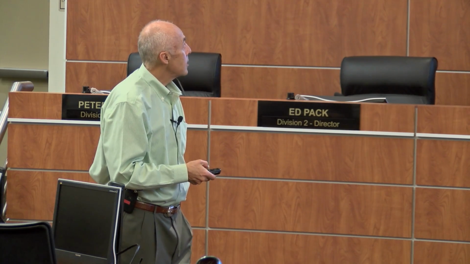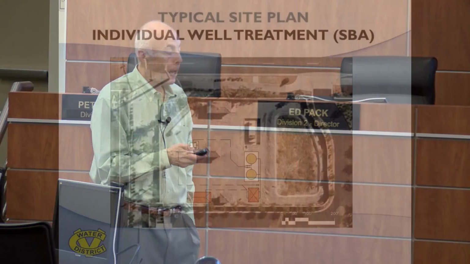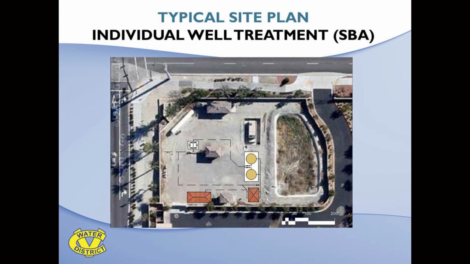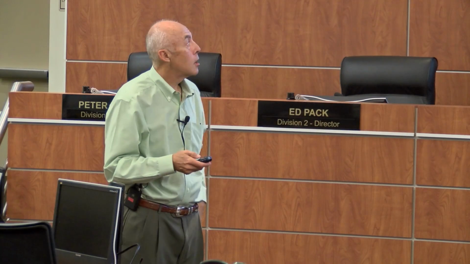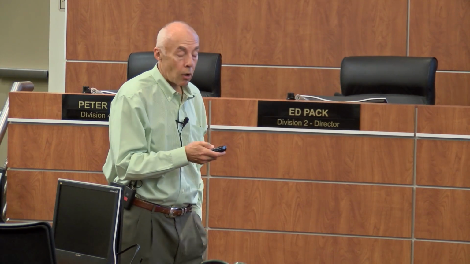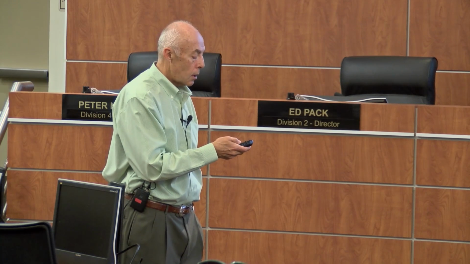Now this is a typical site plan for the strong base anion exchange. As Steve mentioned, it's a little simpler treatment. Here's the well right here. The water will come from the well into the ion exchange vessels. There'll be a little bit of pumping here, and this is just an additional electrical facility, and then it will go out to the system. So here it's a lot simpler, and the majority of our well sites could absorb these additional units.